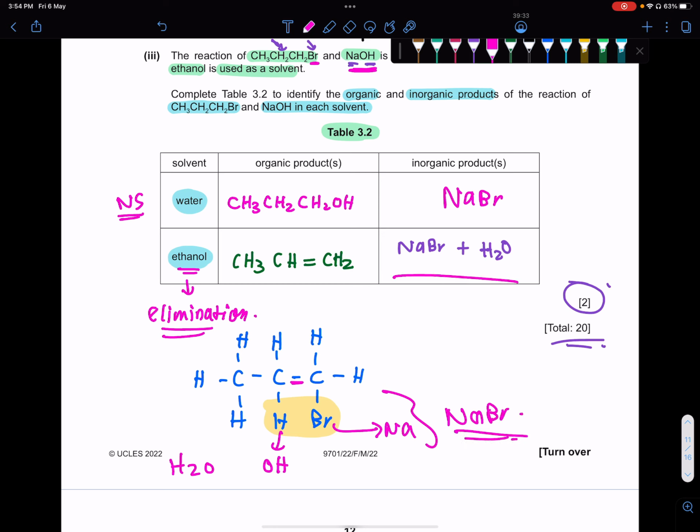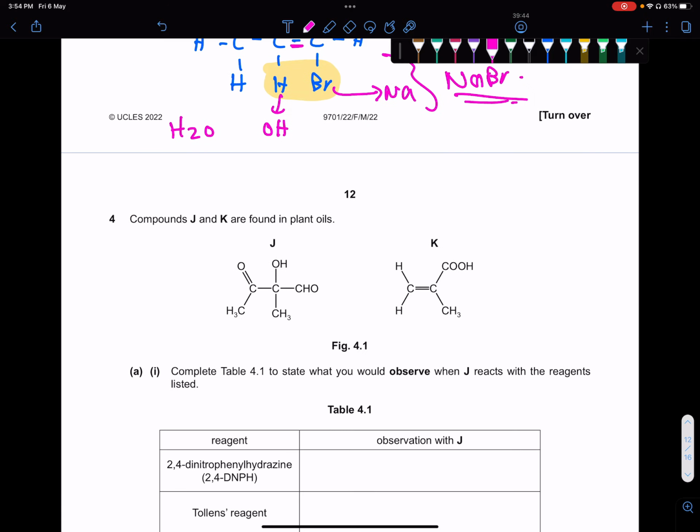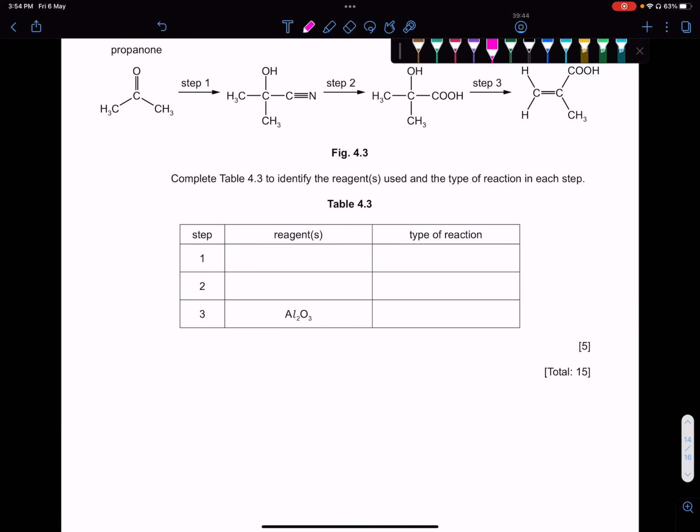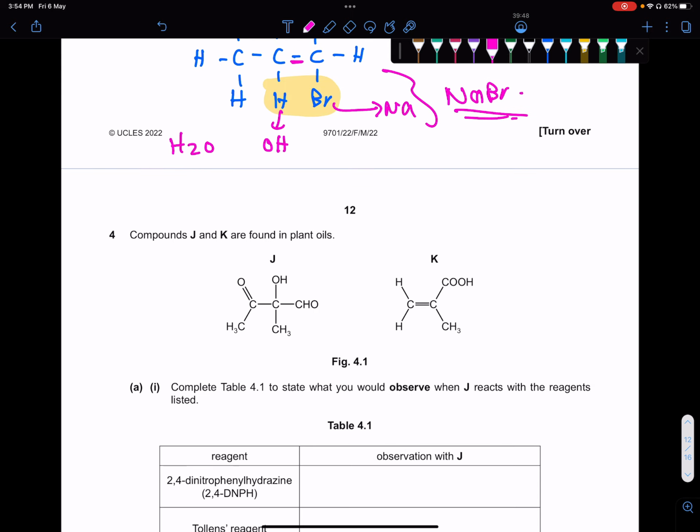Okay, so we're going to write all the organic products. If you write NaBr, don't forget to write water, otherwise you won't get the mark, so be careful on that, right? I've also told you the type of reaction that is taking place, and this is an elimination reaction. Okay, next part. I think this should be the last question, right? Yes, it is the last question. It's worth 15 marks. We should be done with this within 10 minutes.